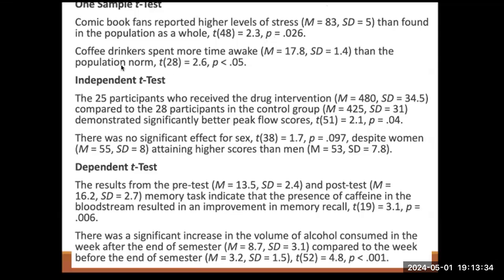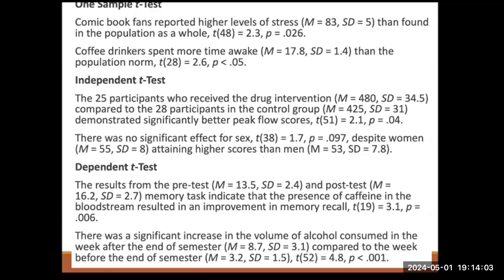Here's another example. Coffee drinkers spent more time awake, mean and standard deviation, than the population norm. T, 28 equals 2.6. So 28 plus 2, there were 30, right? Or actually, sorry, 28 plus 1, because only one group, it's 29, and the other one is 49. And then you have the p-value is less than 0.05. Again, either way of reporting the p-value is acceptable.